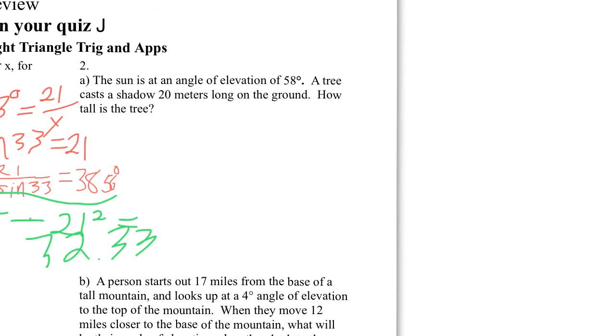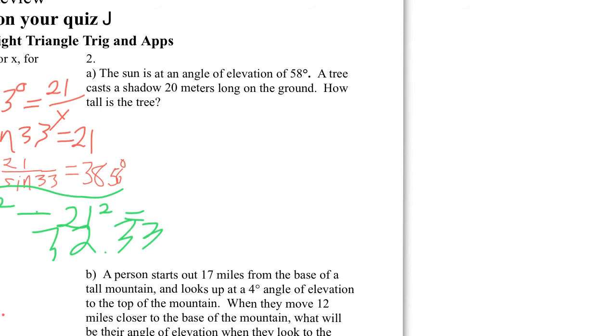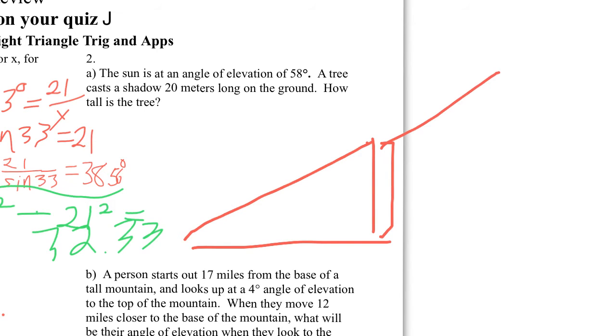Okay. Next one, we've got sun at an angle of elevation. We've got a tree. I'm going to draw my very expertly drawn tree. There's my tree. And it casts a shadow on the ground. Somewhere off here is the sun. So what's going on here is we have an angle of elevation of 58 degrees. That's the angle from the ground looking up. And the tree casts a shadow that's 20 meters long.